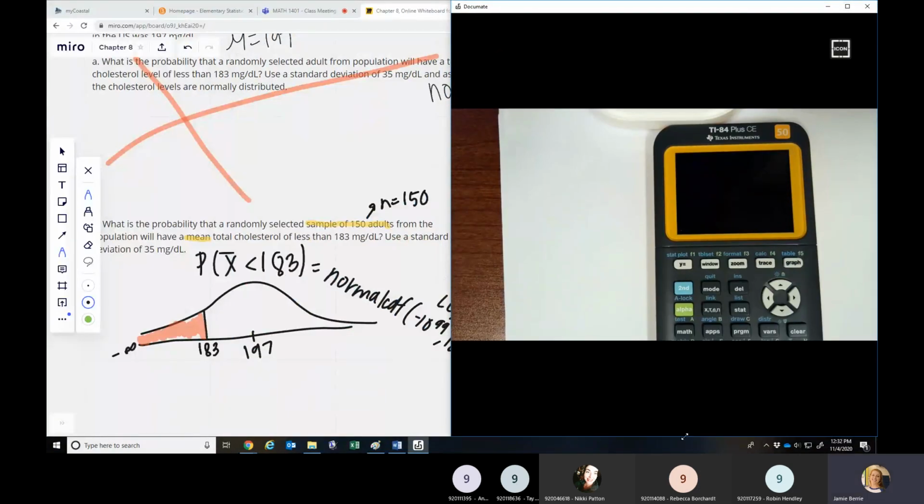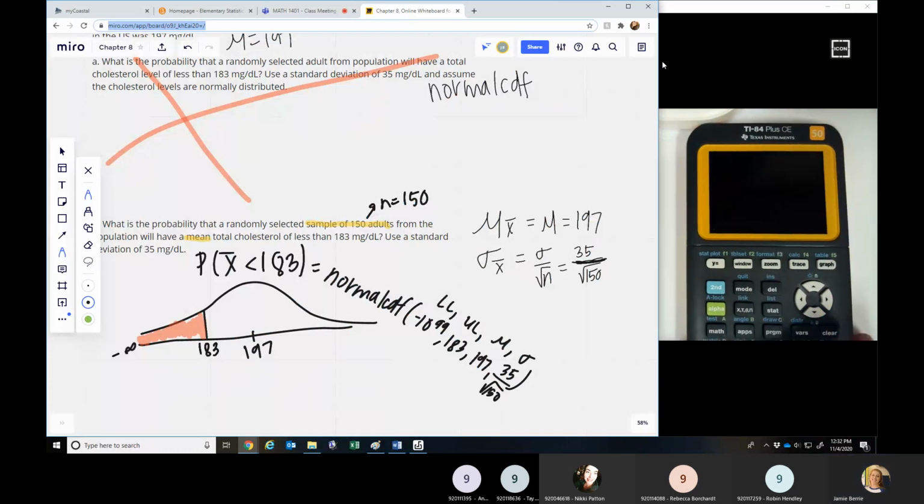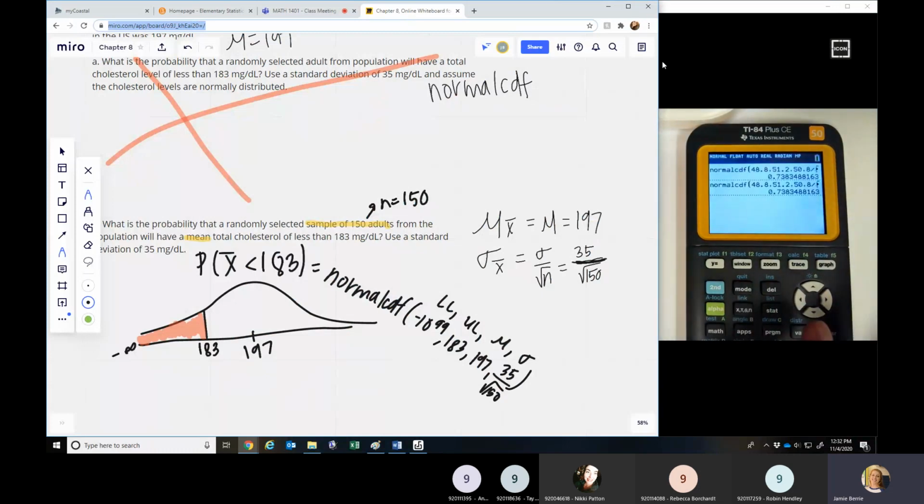Alrighty, let me get my calculator window adjusted here. That's perfect. All right, so we're going to clear this all out. Go second vars, normal CDF. Lower limit is negative 10 to the 99. Upper limit is 183. Mean is 197. Standard deviation is 35 divided by the square root of 150.